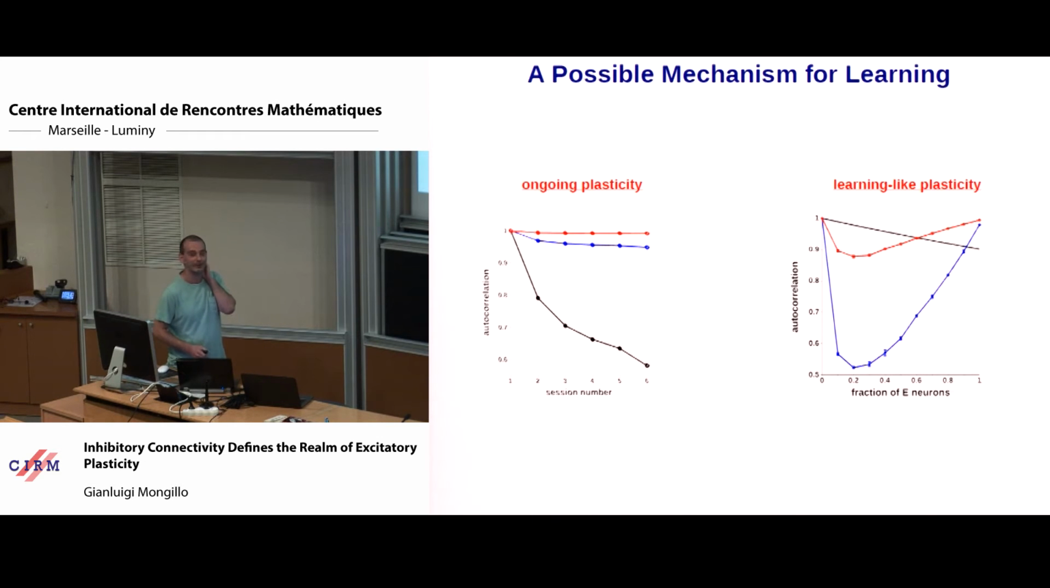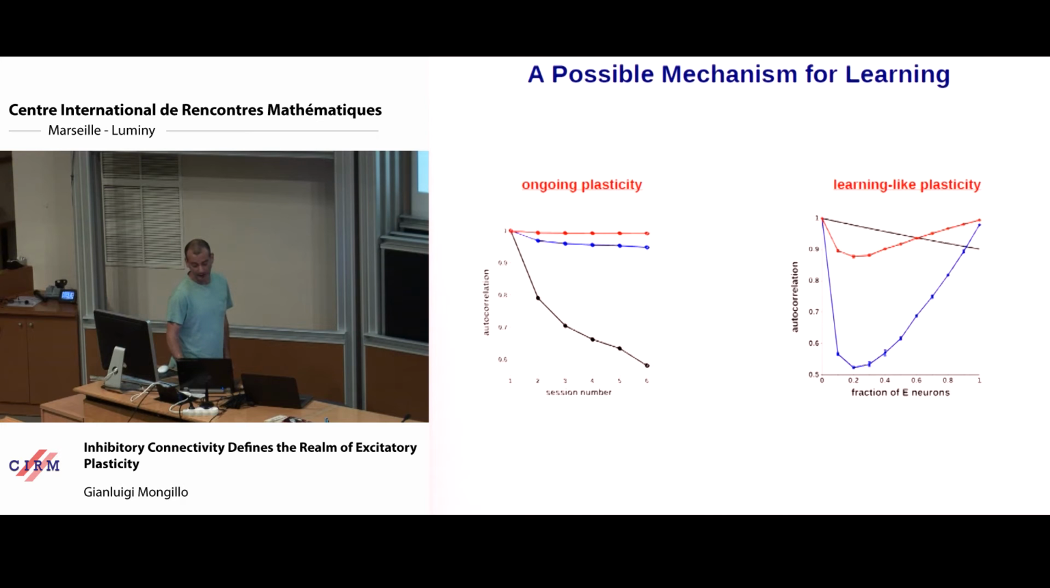Now, something I want you to pay a little bit of attention to is the striking difference between these two figures. This was the ongoing plasticity, where we had huge change in the synaptic matrix, but basically no change in the pattern of activity. And this is learning-like plasticity, where we had a tiny change in the synaptic matrix and a huge change in the pattern of activity.